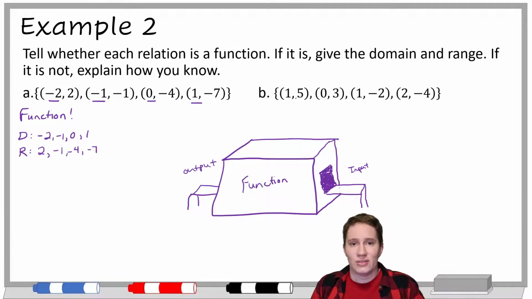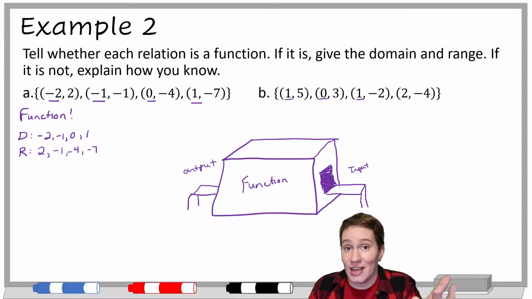So what's the other situation? How do we know when something's not a function? Well, take a look at these x values. We've got 1, 0. Well, wait a sec. We've got 1 again. So this is saying that whenever I put 1 into the machine, I get back out 5 and -2. That doesn't even make sense, right?